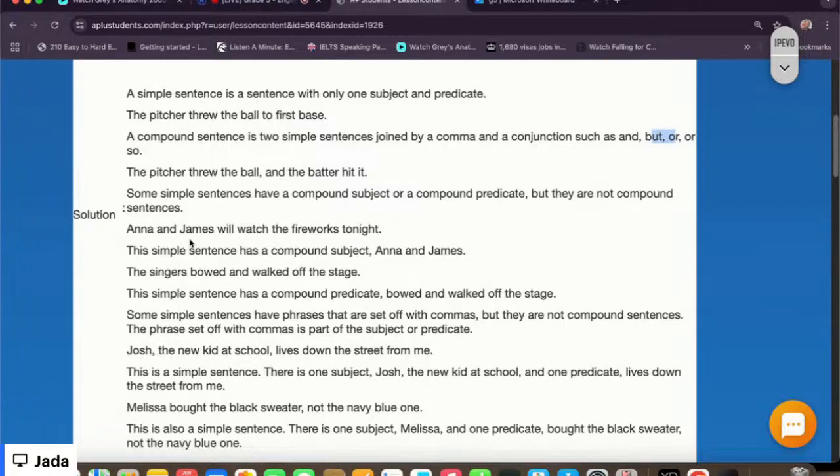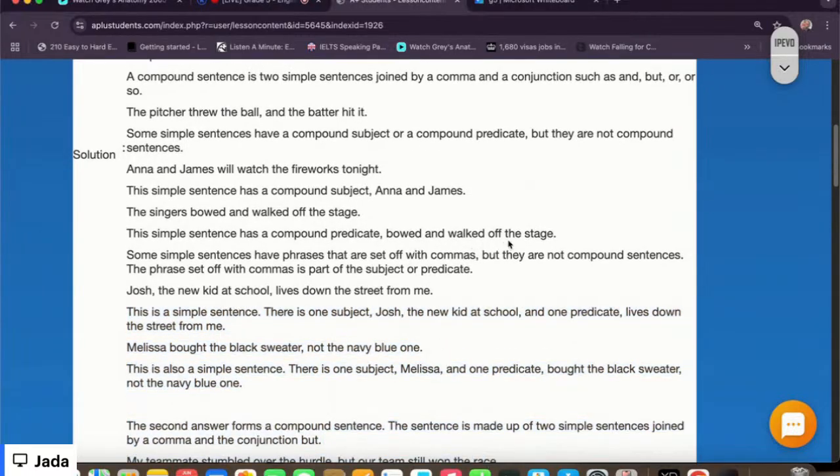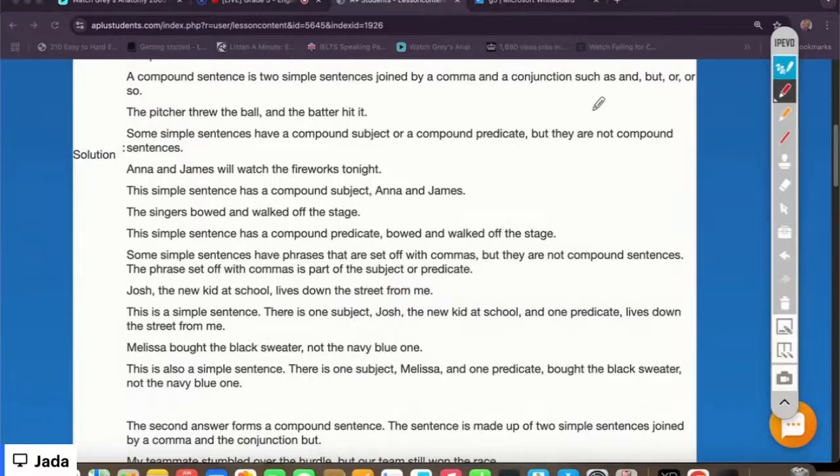So we know just like Anne and James will watch the fireworks tonight, which makes Anne and James a compound subject, but it is still a simple sentence. And then some simple sentences have phrases that are set off with commas, but they are not compound sentences. The phrase set off with commas is part of the subject or predicate. Just like Josh, the new kid at school, lives down the street. So it is set off with commas, but it is not a compound sentence. So if you want to create a compound sentence, you just have to add either of the conjunctions and, but, or, and so with a comma.